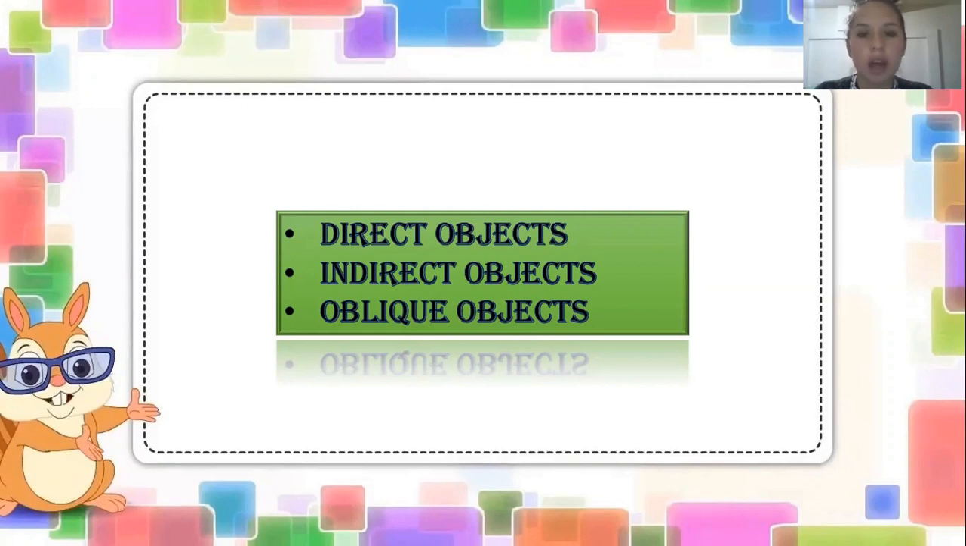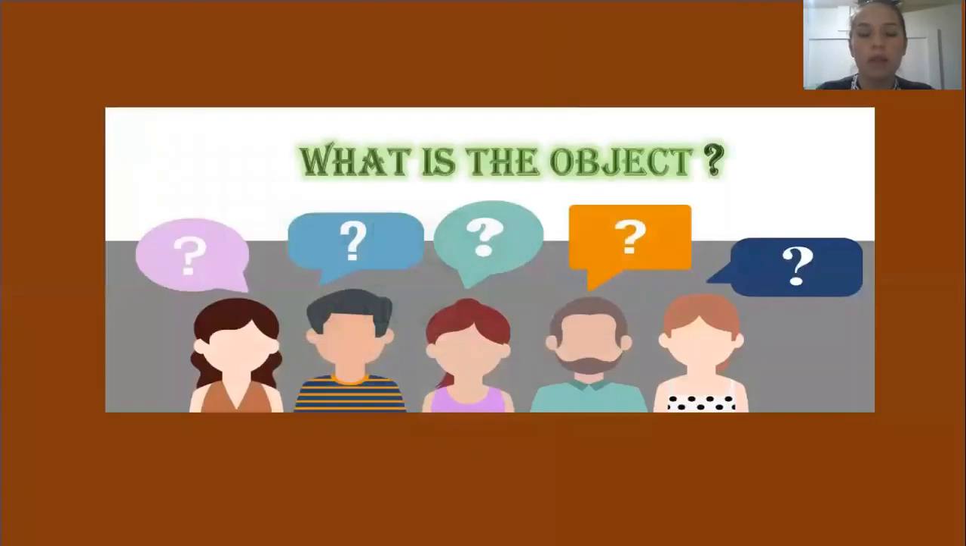In this video, I will be talking about the differences between indirect objects, direct objects, and oblique objects. First, let's review what the object is.